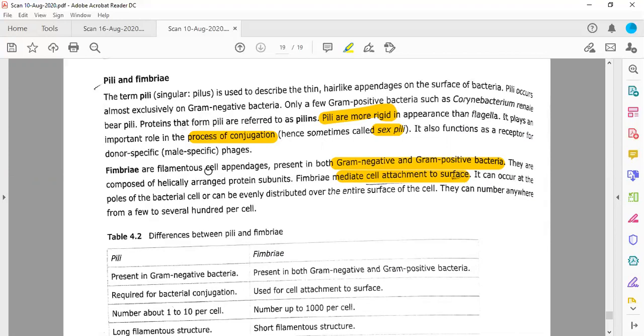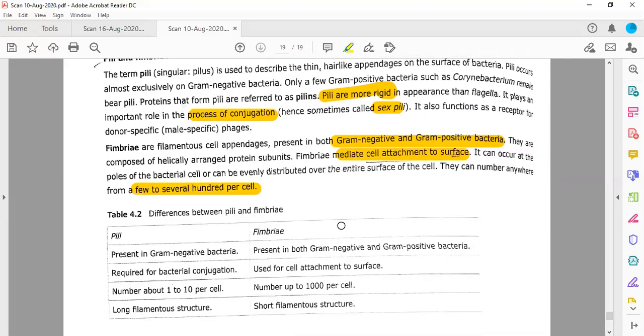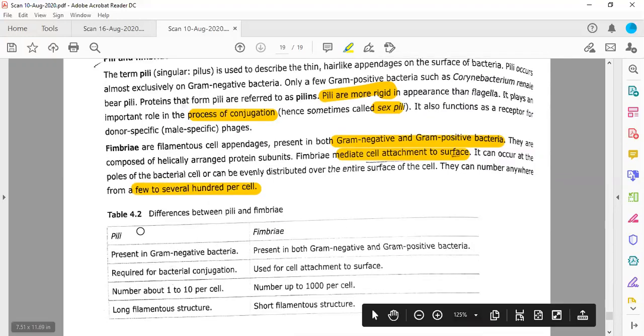They can also be at the poles of bacterial cells, or evenly distributed over the entire surface of the cell, and it depends upon the species whether they are present at a single place or are abundant all over the cell. Their number also varies from one species to another, from a few to several hundred per cell. Then there is a table which gives the differences between pilus and fimbriae.